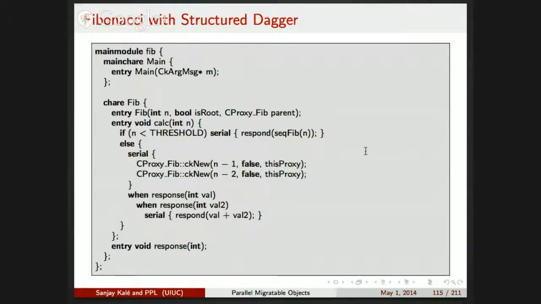So we create two children. When we receive both responses, we respond to our parent not with the sequential computation, but with the sum of the two subproblems that were solved by our children.